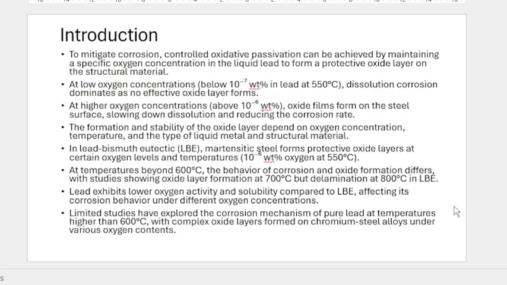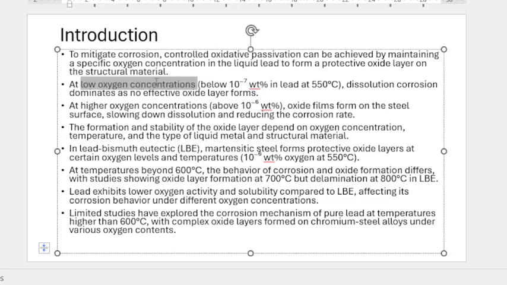reactor safety, of course. As for mitigation of corrosion, controlled oxidative passivation can be achieved by maintaining a specific oxygen concentration in the liquid lead to form a protective oxide layer on the structural material. At low oxygen concentration, below 10 to minus 7 weight% in lead at 500 degrees C, dissolution corrosion dominates as no effective oxide layer forms.